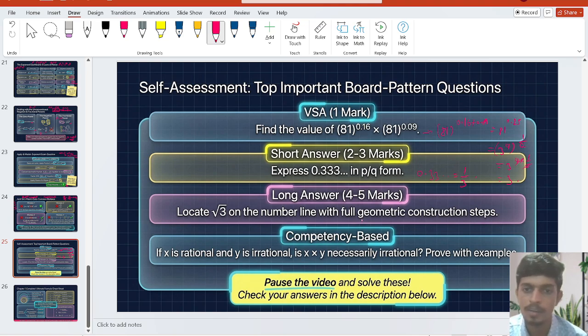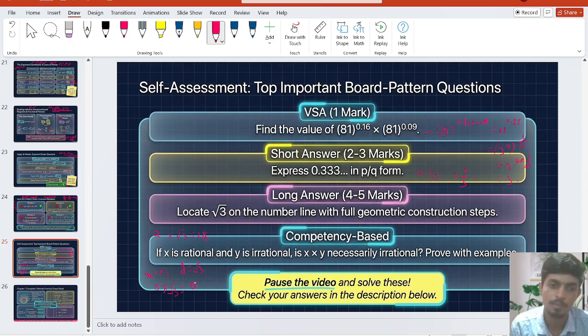Locate under root 2 on the number line with the full geometric construction. I told you, you will get it. Next question: if x is rational and y is irrational, is x into y necessarily irrational? Prove with an example. Suppose 2 is rational and root 3 is irrational, you get 2 into root 3, which is irrational. Is it always irrational? Not true, because if we take x equal to 0 and y equal to root 3, you get 0 into root 3, which is 0, and that is rational. So the answer is no, it is not necessarily irrational.